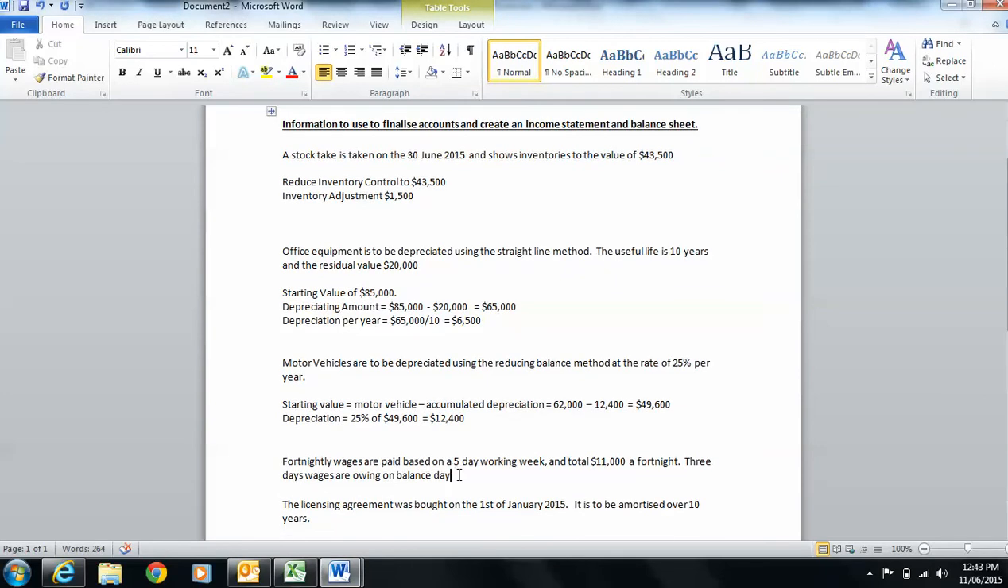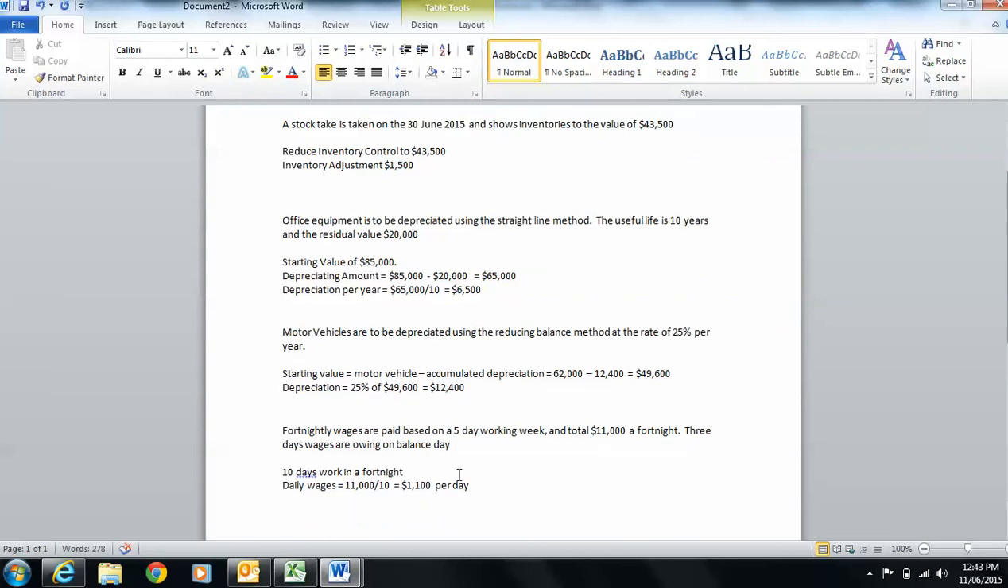Okay, fortnightly wages are paid based on a 5-day working week. So 10 days work in a fortnight and total $11,000 a fortnight. So daily wages equals 11,000 divided by 10. So we're paying in wages $1,100 per day. You'll notice that when you look at the wage expense, it isn't that high, so they must have just put on staff at the end of the year. So daily wages $1,100. 3 days wages are owing on the balance day. So wages owing equals $3,300.